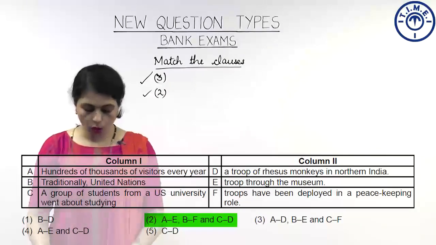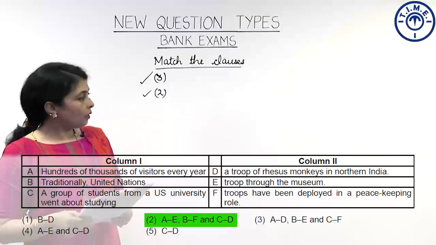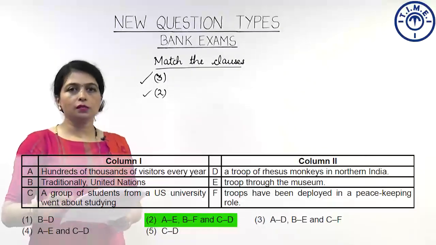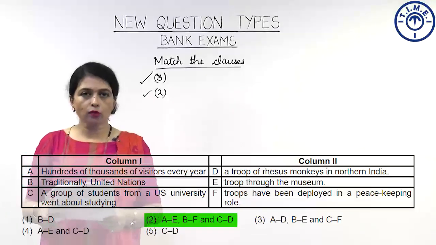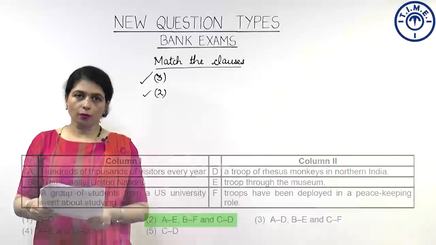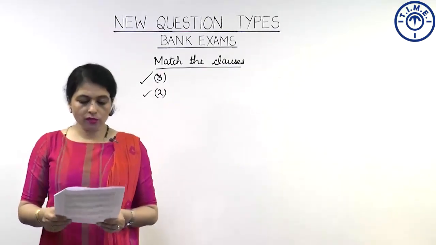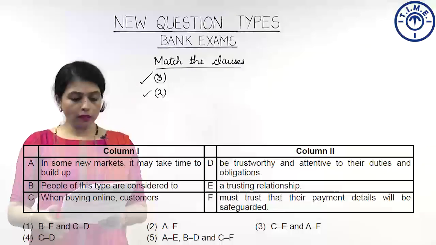What is the order? The order is A, E, B, F and C, D, and you can see this choice is being highlighted on the screen for you so that it becomes more prominent for you and you understand the pairing properly. Fine. Now, the third question as I read out for you is column 1 A.